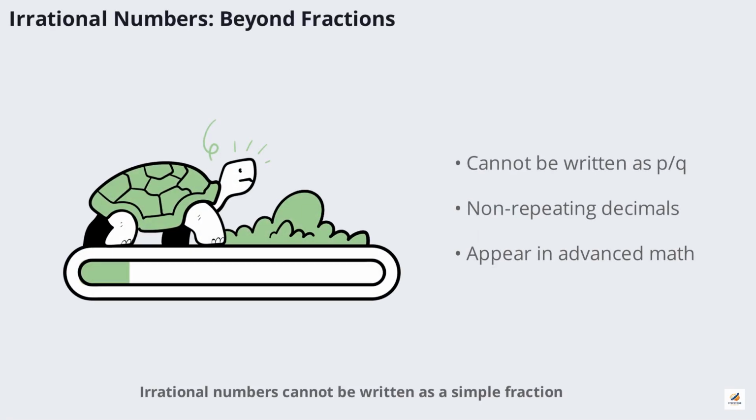Irrational numbers cannot be written as a simple fraction. Famous examples include the square root of 2, the square root of 3, pi, and Euler's number e. These numbers have non-repeating, non-terminating decimal expansions. They are crucial in advanced mathematics and appear in geometry, trigonometry, and calculus. Understanding irrational numbers helps you recognize the limits of fractions and the beauty of infinite decimals.